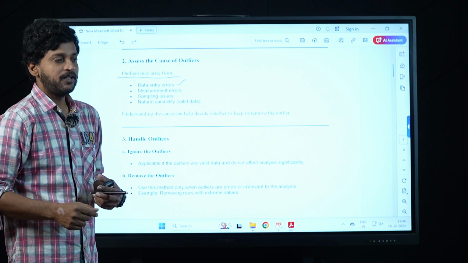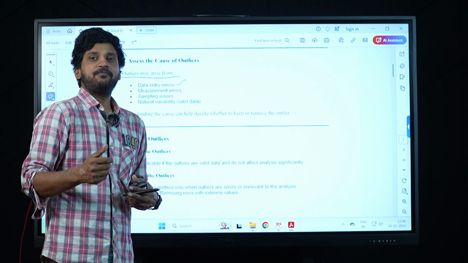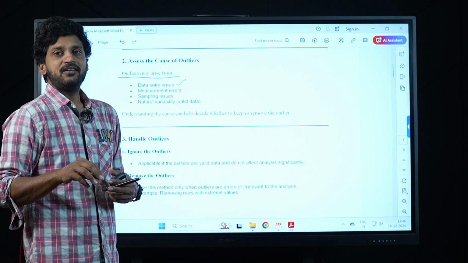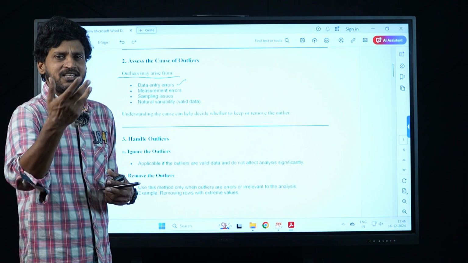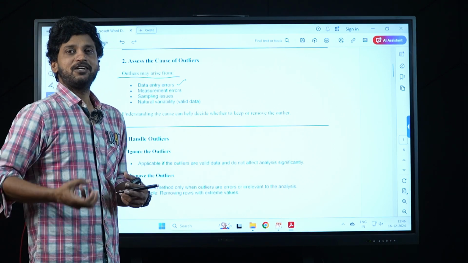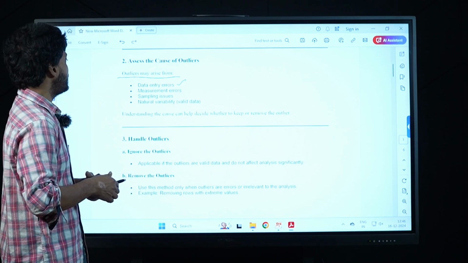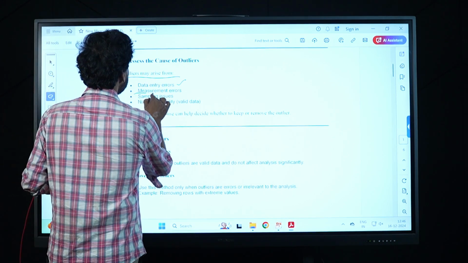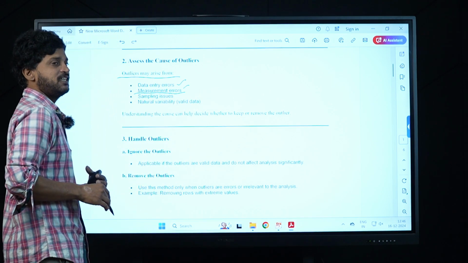In the age column, accidentally, the person who enters the data entered 137. There is nothing as such as 137. There is no such age. So there may be some entry errors, measurement errors. During the measures, there may be some significant errors.